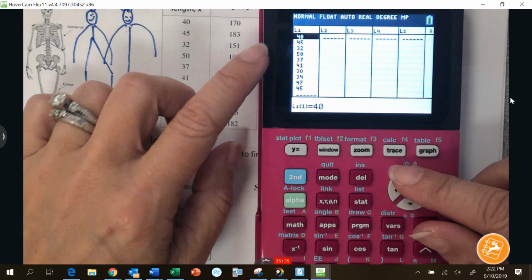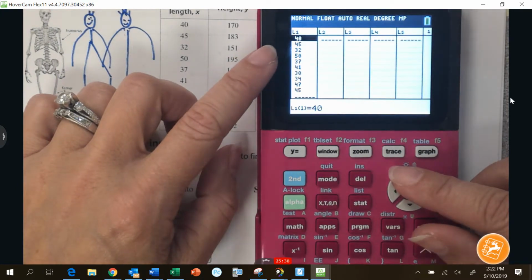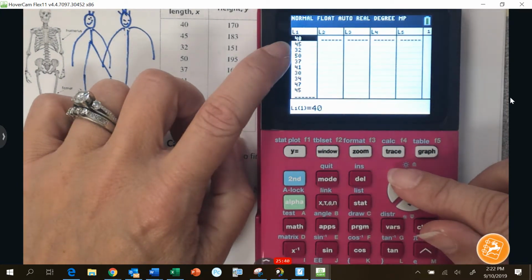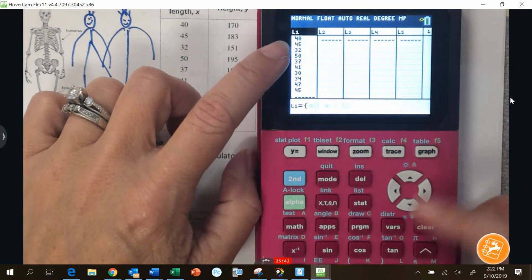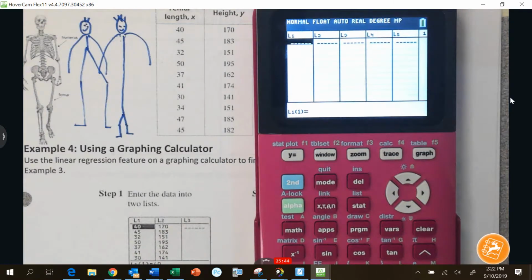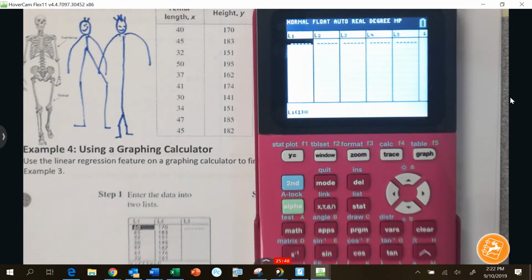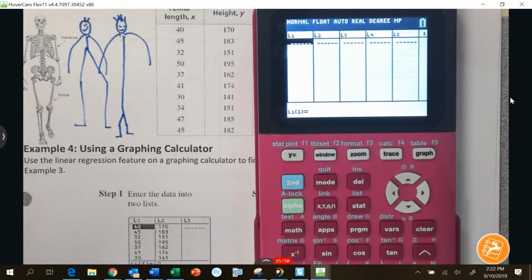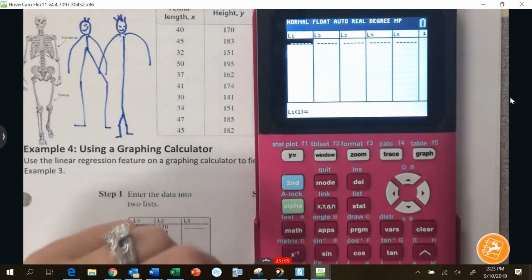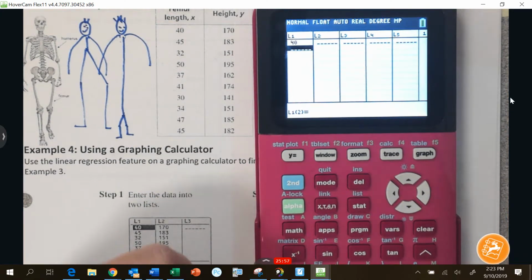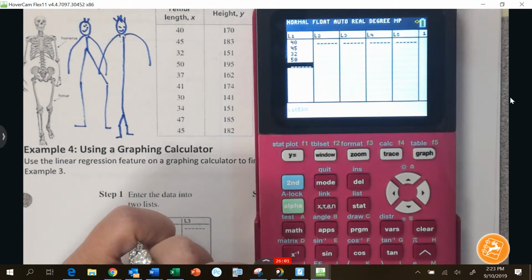What do you do when you get to stat? Edit. And then you go up to the L1 and you hit clear, enter, and it clears everything in there. But there will be stuff in there after this, so you're going to have to do that the next time that you use your calculator. So now we're going to type in all our X's, and you just type in 40, enter, 45, enter, and just type in the whole list of X's.